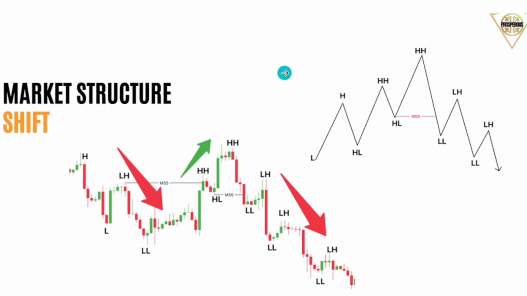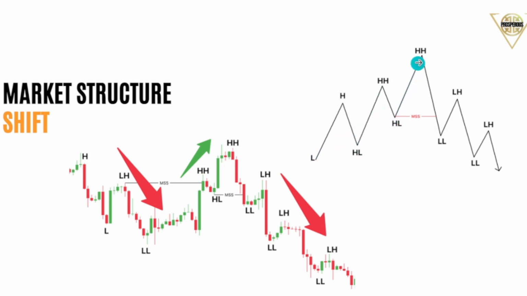So market structure, first and foremost, what is that? It's the swing waves that the market is doing throughout the market time. So it starts, let's say in this case, for example, with a low, high, a higher low, a higher high. So it means that the swing points in this case are higher. So every high is getting higher than the previous high. Every low is higher than the previous low.